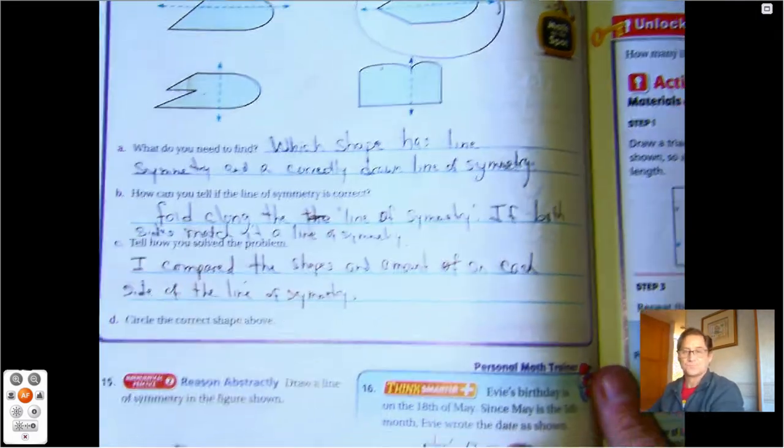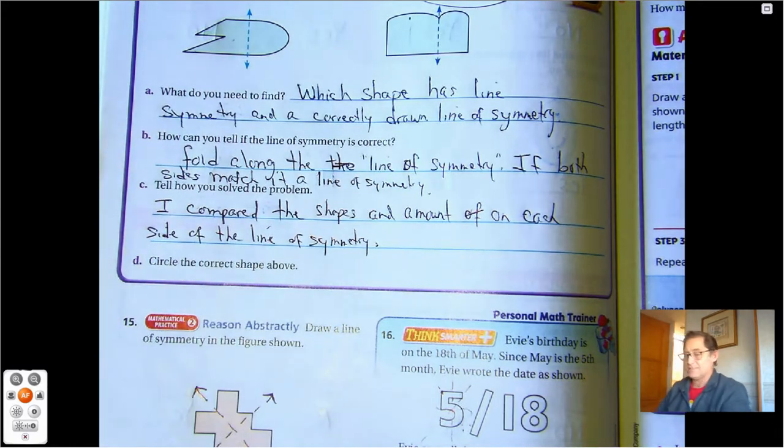All right, so that's our introduction to line symmetry. In our next lesson, we're going to continue to find and draw lines of symmetry.